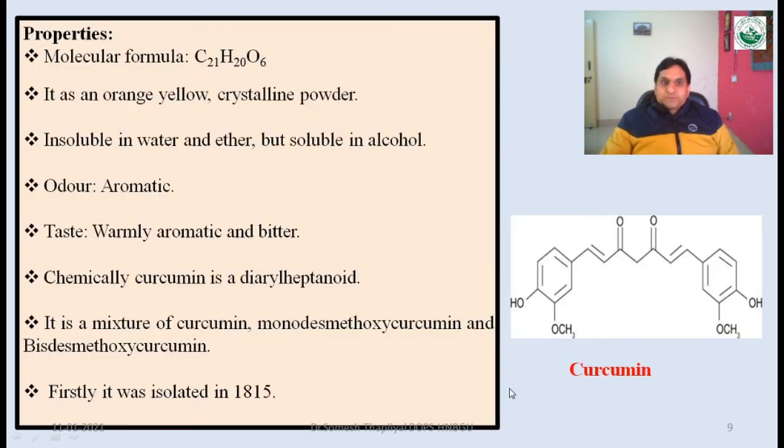curcumin. And if you see the properties of curcumin, its molecular formula is C21H20O6, and it occurs as an orange yellow crystalline powder. It is insoluble in water and ether but soluble in alcohol. Odor is aromatic, taste is warmly aromatic and bitter, and chemically it is a diaryl heptanoid compound.